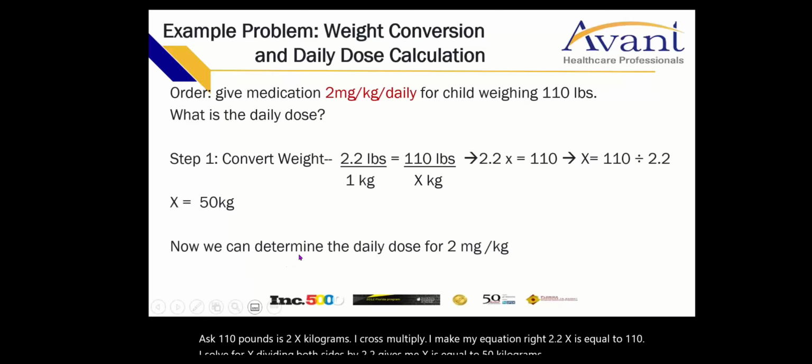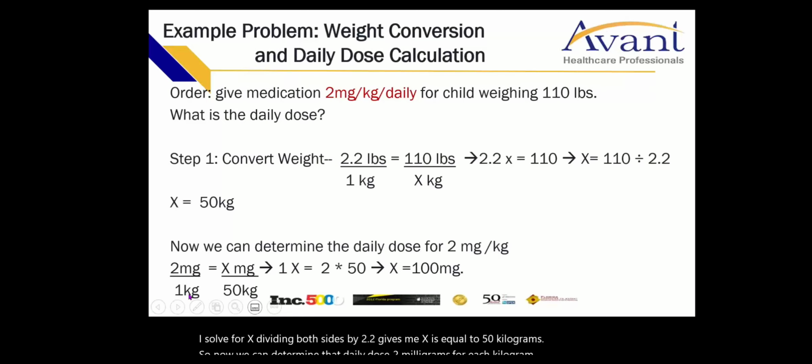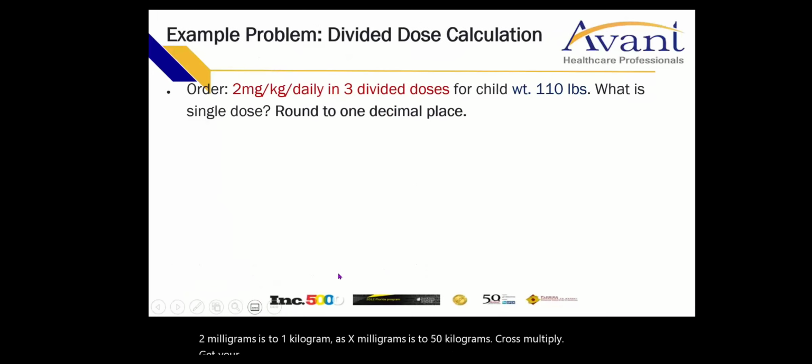Okay. So now we can determine that daily dose. 2 milligrams for each kilogram. 2 milligrams is to 1 kilogram as X milligrams is to 50 kilograms. Cross multiply. Get your equation.